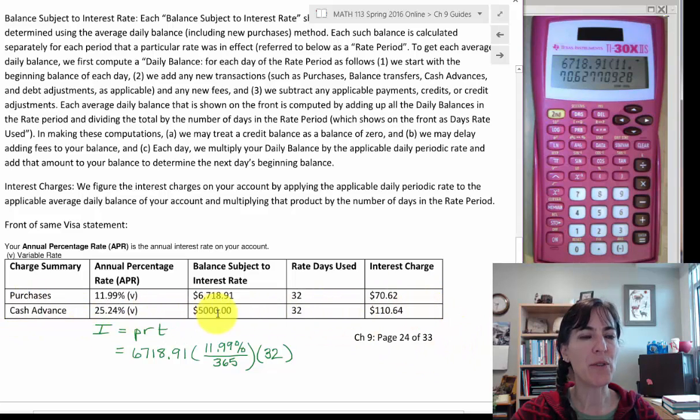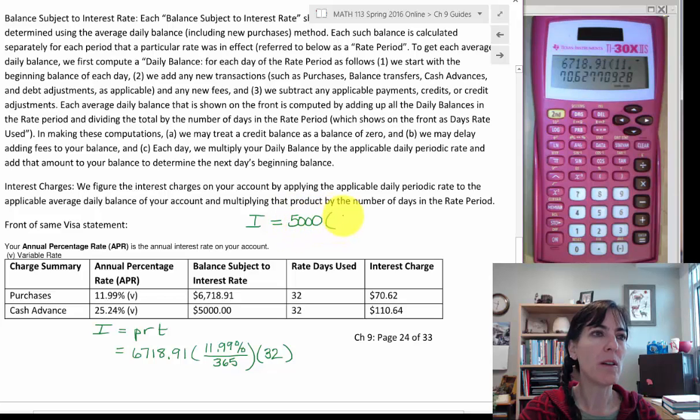Let's look at the cash advance real quick. There was $5,000 taken on a cash advance. The interest rate was 25.24, and the number of days, again, 32. So for that one, I'll put it up above, we'll have the interest equals 5,000 times 25.24 over 365, and remember that was a percent, and times 32.